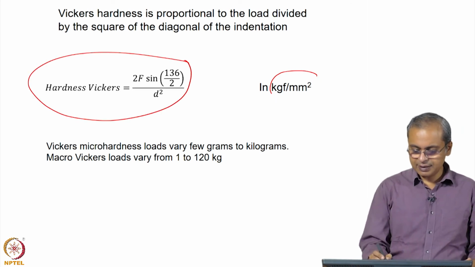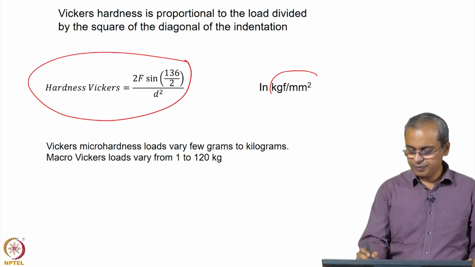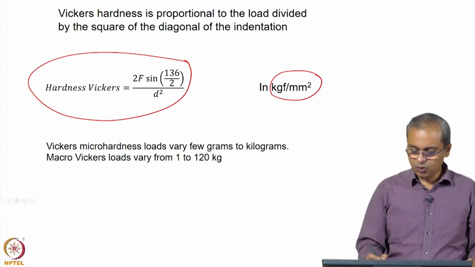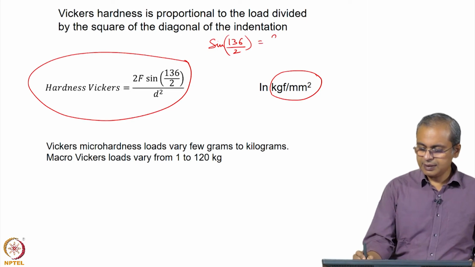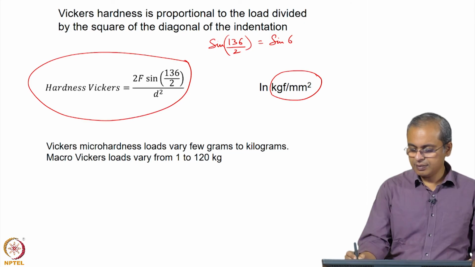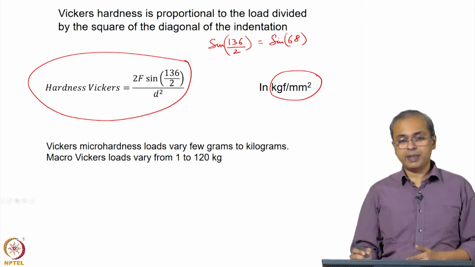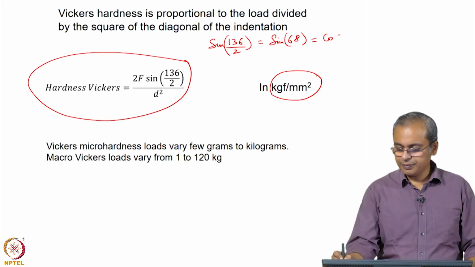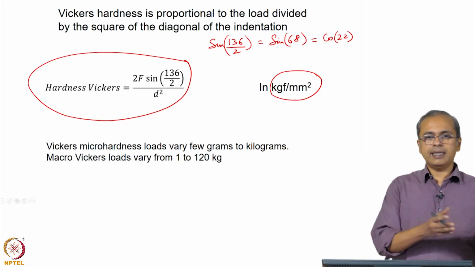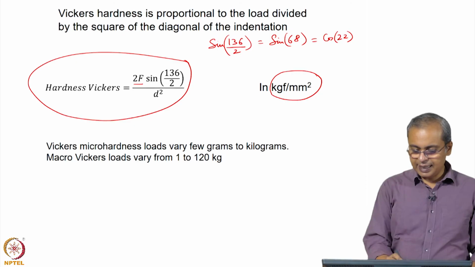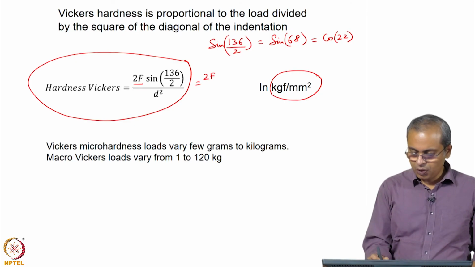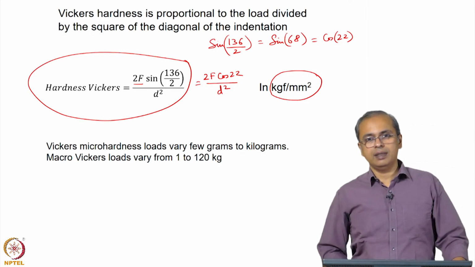It suddenly shows up here as sin 136 by 2. I had it as cos 22 there, but if you see here, sin 136 divided by 2 is the same as sin 68, which is 136 by 2, and that is the same as cos 22, because sin theta is cos 90 minus theta. So, that is basically all we have here. Otherwise, you have the same thing here, I had 2f, so this is the same as 2f cos 22 by d square, which is what we derived in our previous slide.